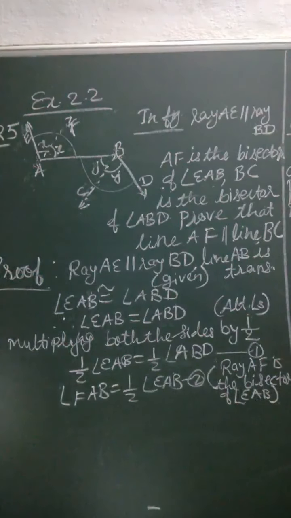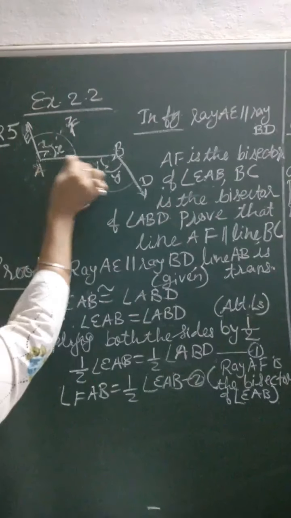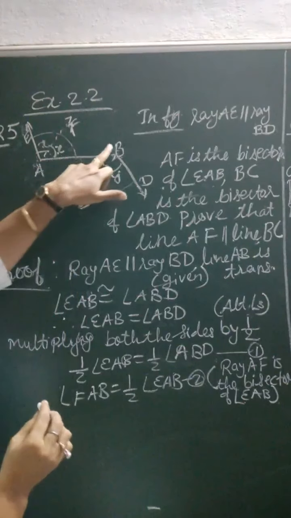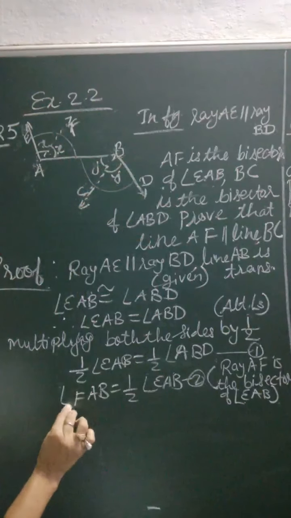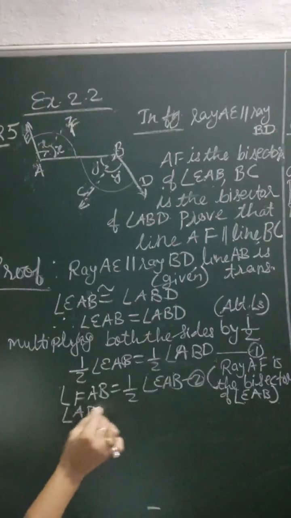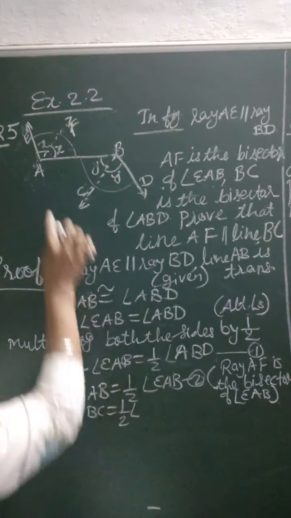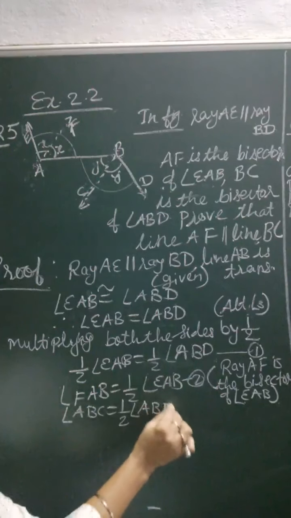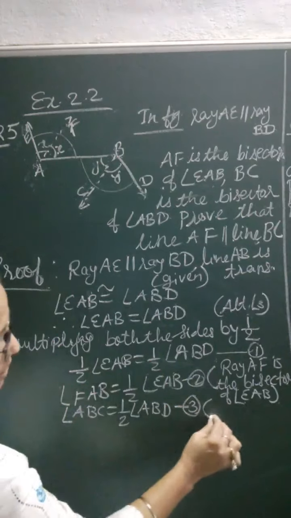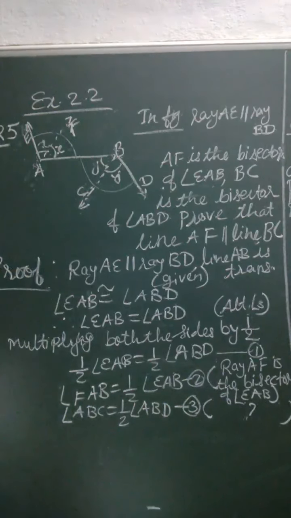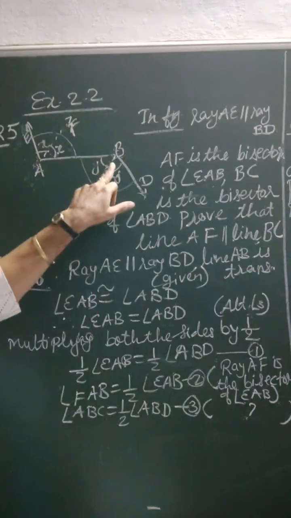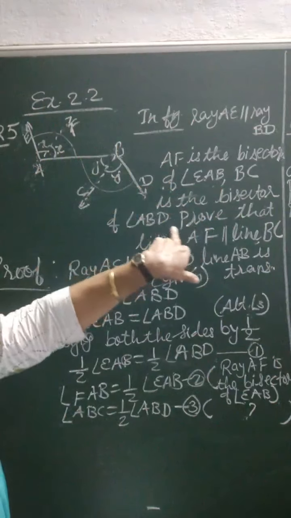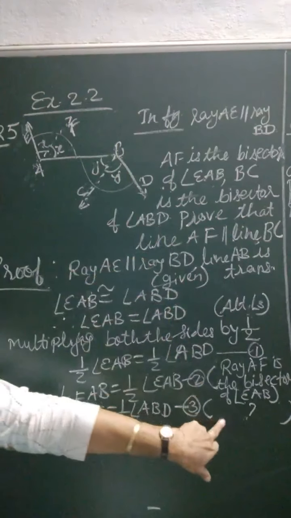This is number 2. Now similarly you can find that angle ABC is also half of angle ABD. So we write angle ABC is half of angle ABD. Now give it number 3. Again you have to give the reason, and here I left the space, you have to give the reason. And for this, what is the reason? You can see this ray BC is the bisector of angle ABD. This is the reason, and you have to write here.